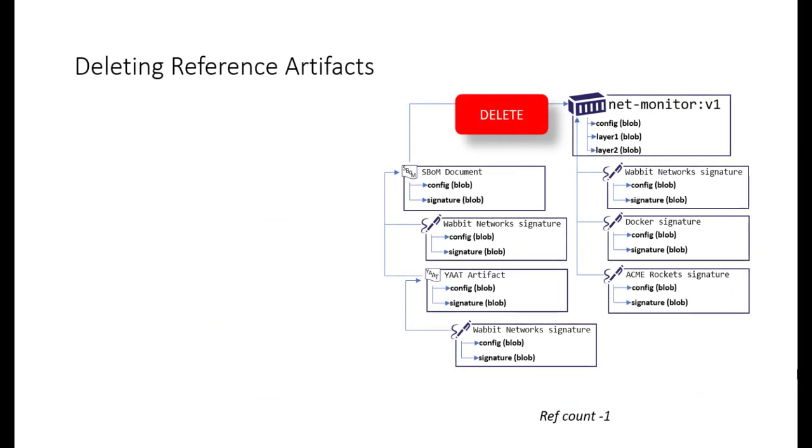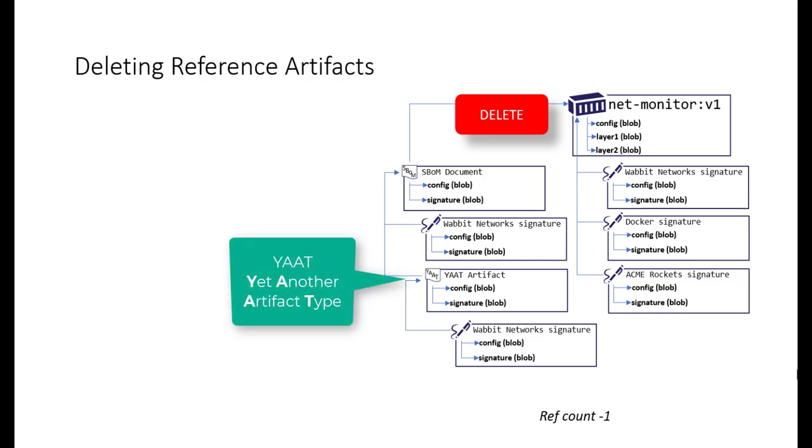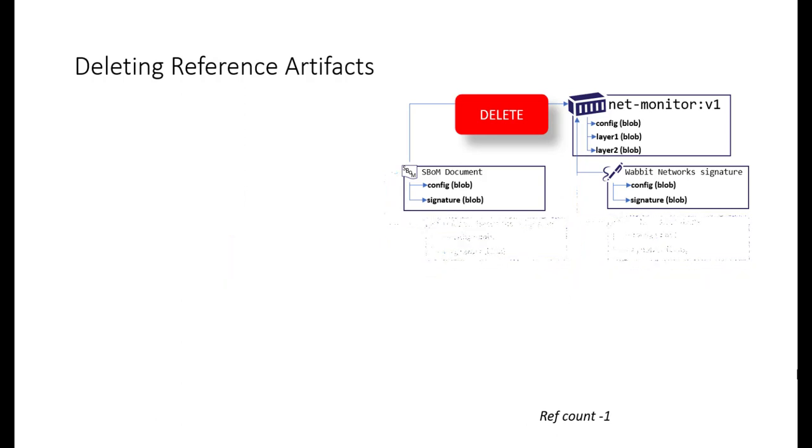And one of the interesting parts is how do you manage the life cycle? What if I want to delete the netmonitor image? Don't I want all of those other things to go away as well? Because all of those collections of signatures and SBOMs and their signatures and the attestations that hang off those, all of that stuff should go away when I delete the netmonitor image. I don't want all these zombied objects left behind.